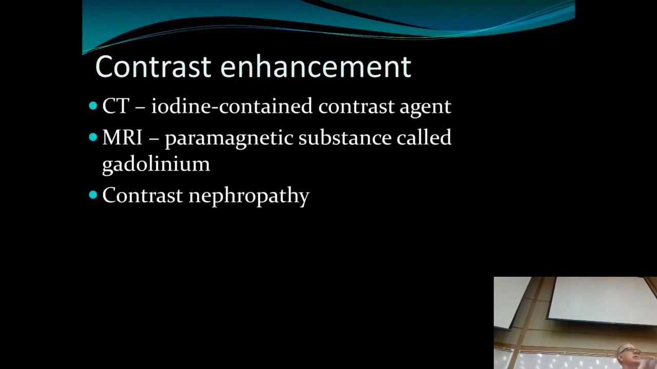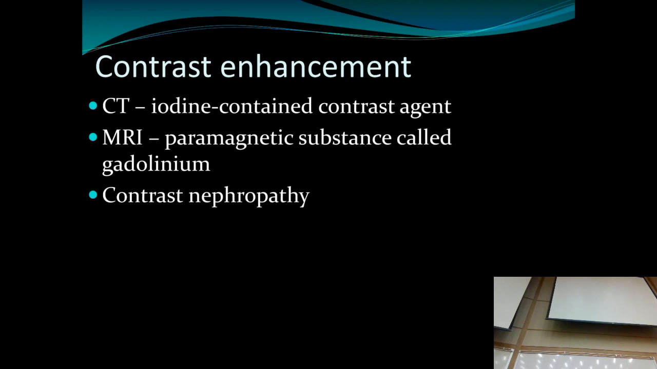Okay, so we have CT and MRI scan, and frequently we'll give contrast with both CT and MRI. For CT, it's an iodine-containing contrast. For MRI, it's called gadolinium, and now there are some other options as well. Okay, both contrast agents have potential to damage the kidney. So that's called a contrast nephropathy. It's much, much more common with the contrast given with CT images.